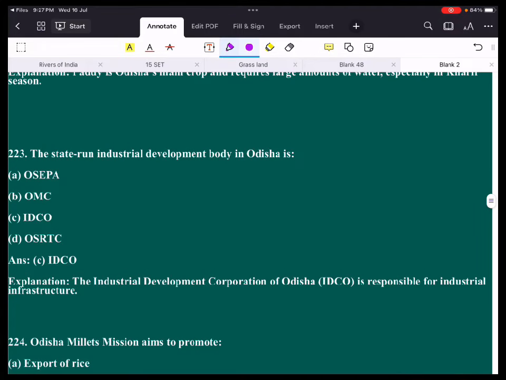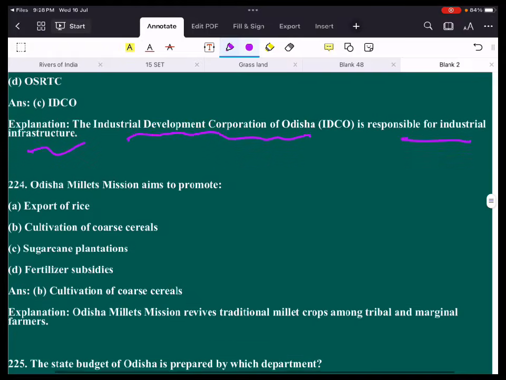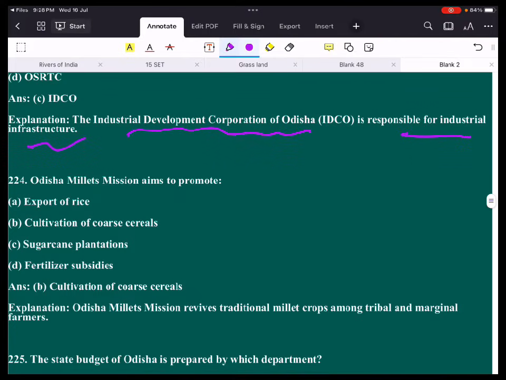The state-run industrial development body in Odisha is option C. IDCO, that is Industrial Development Corporation of Odisha, is responsible for industrial infrastructure. Odisha Millet Mission aims to promote cultivation of cereals. Option B.